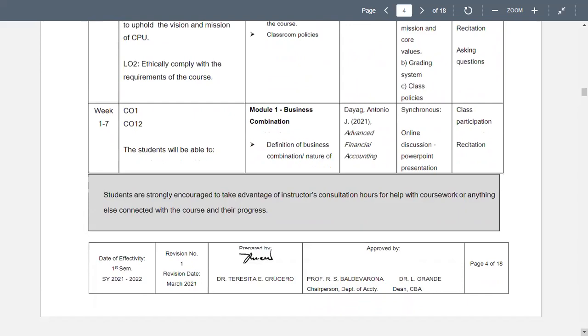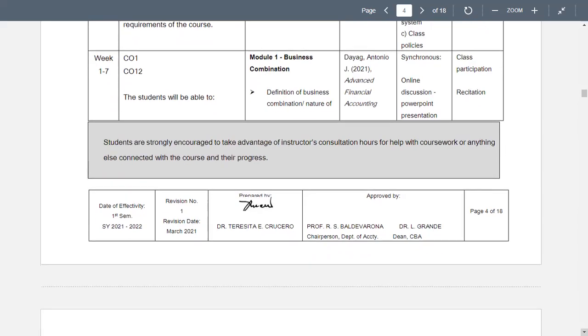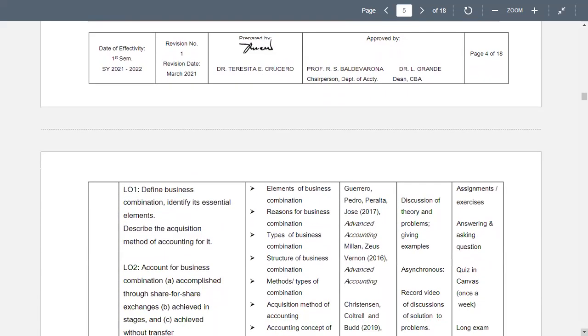Then course outcome number 1. Now we will be beginning with module number 1, which is business combination. And we have the definition of business combination. Actually, the source will be Dayag Antonio 2021, and the latest is 2022, the book that we will be using now.